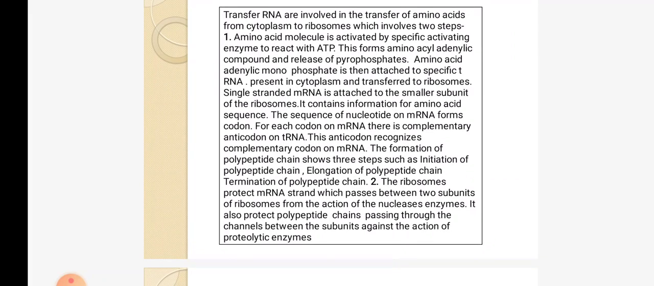So this was about the protein synthesis process, which is related with ribosomal subunits, smaller subunit, larger subunit, mRNA and tRNA.